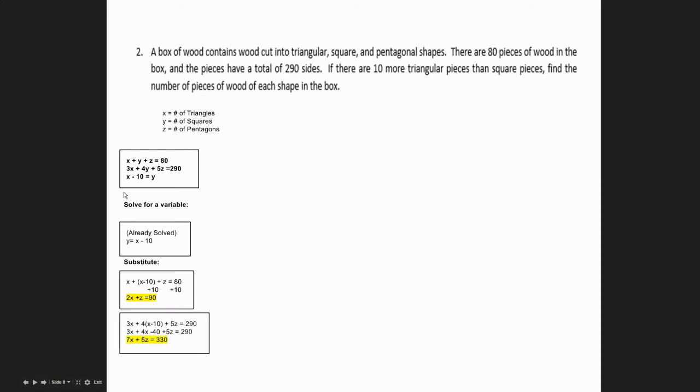Now the next step would be to substitute, again, x minus 10 in for y in the other equation. So 3x plus 4 times x minus 10 plus 5z equals 290. And again, you're just replacing the y with x minus 10. And so then you want to simplify this by distributing the 4 into everything inside the parentheses. So 4x minus 40. And then you combine like terms and you'd add 40 to the other side. And so adding 40 to the other side would give you 330, and 3x and 4x combined together to be 7x, and the 5z just stays the same.